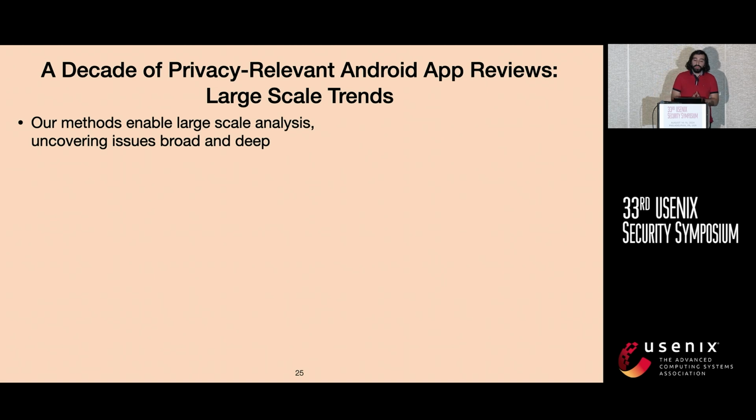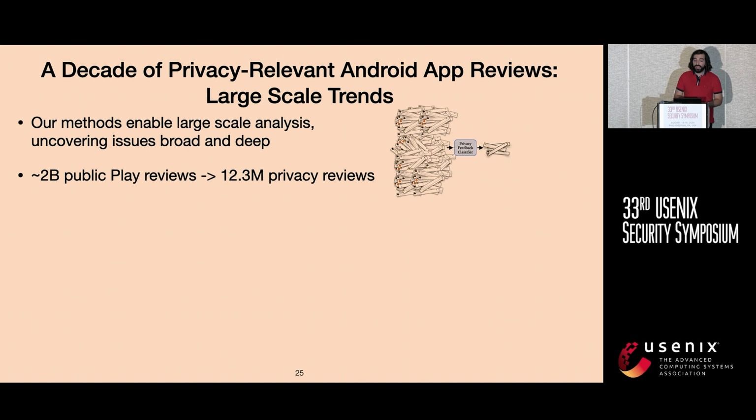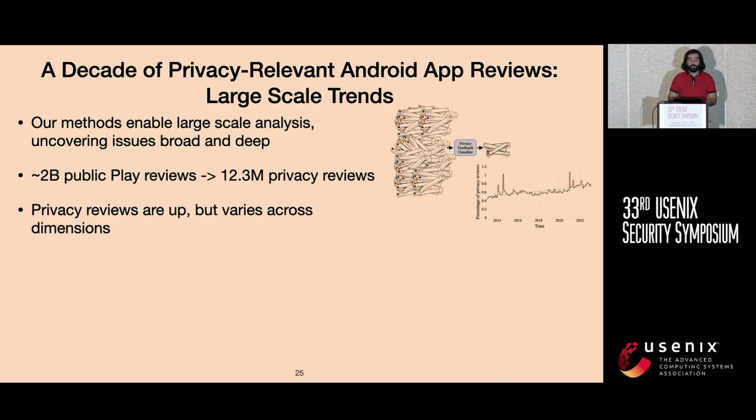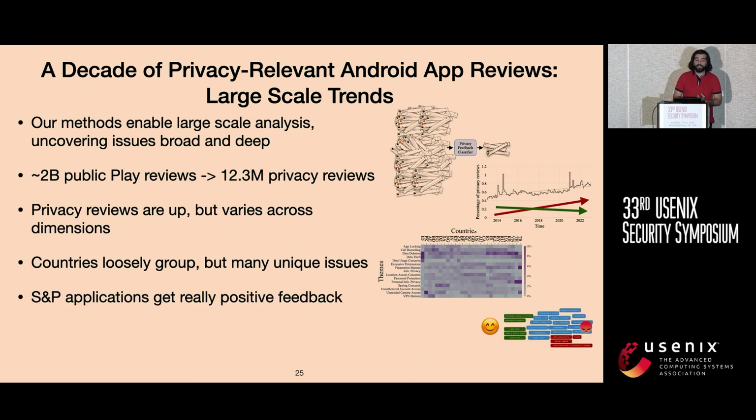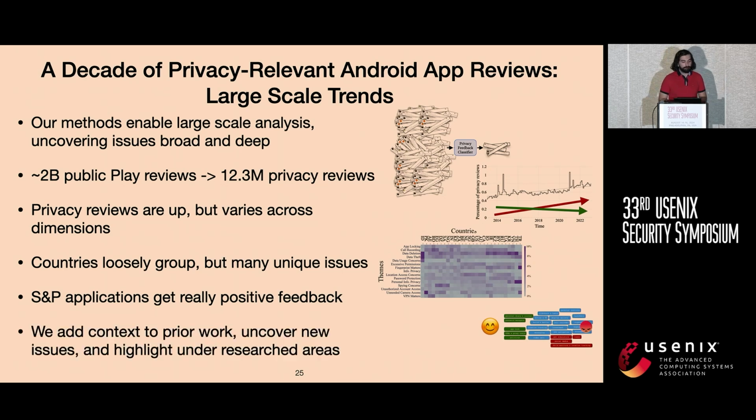To sum up, our methods enable large-scale analysis uncovering issues broad and deep. We analyzed 2 billion public Play reviews, finding 12.3 million privacy reviews, and then we analyzed them further. We found that privacy reviews go up but vary across different dimensions. Countries cluster in groups, but there are many unique issues preventing overgeneralizations. Security and privacy applications get really positive feedback, which is an absolute privacy win. With this work, we add context to prior work, uncover new issues, and highlight under-researched ideas.